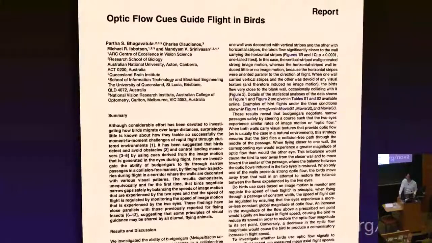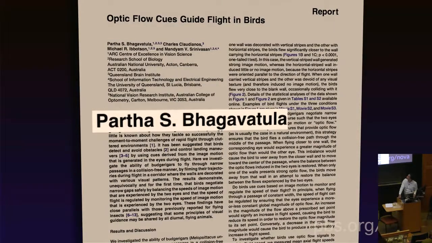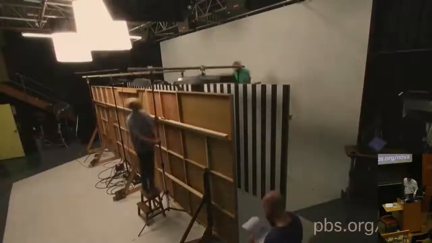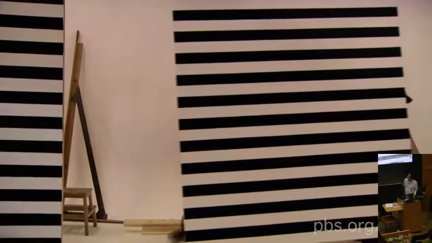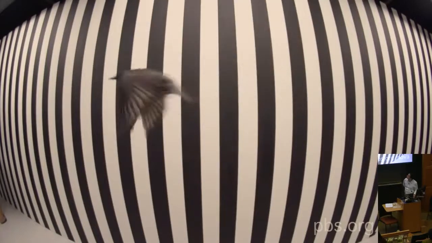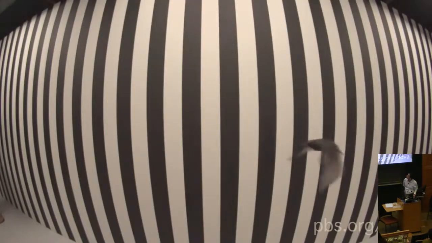Along with his colleagues at the Queensland Brain Institute, Partha Bhagavatula, then a graduate student at the Australian National University, performed a series of experiments testing how birds take advantage of optic flow. A recreation, shown here, was performed by a starling, but they originally used a budgie. First, they trained a bird to fly through a narrow corridor with either horizontal or vertical lines painted on the walls. Flying by the vertical lines should give the appearance of more movement, creating greater optic flow. In both cases, the birds wound up flying straight down the center of the corridor, but when the lines were vertical, they flew slower, indicating that they adjusted their speed based on the amount of motion they perceived.